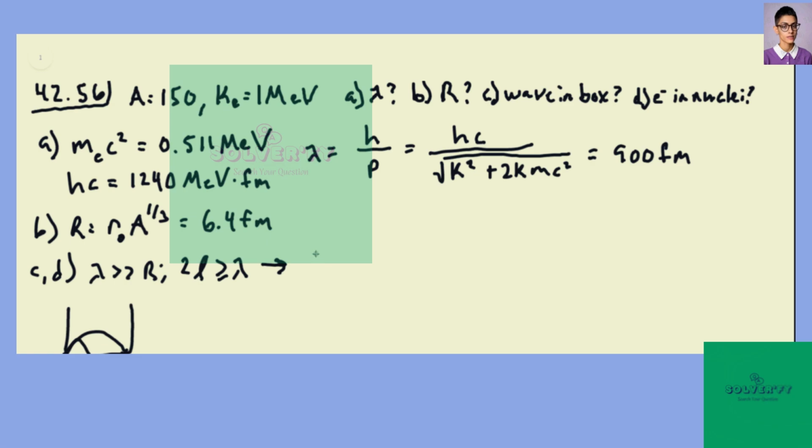So our lambda over r here implies this can't be confined in the nucleus as a standing wave.